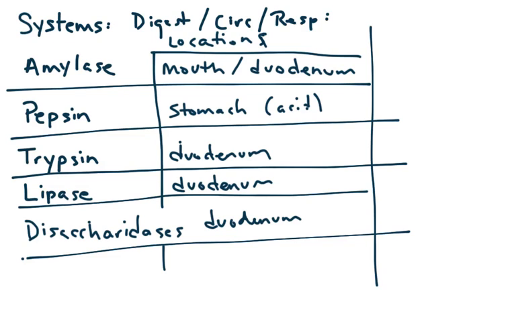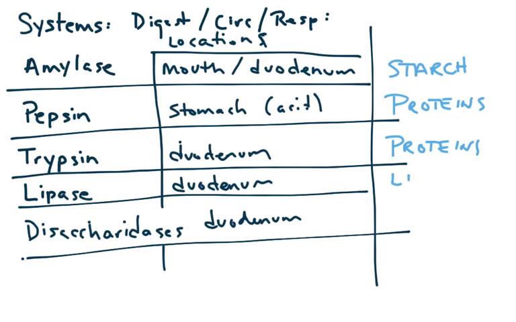And if you need to know, amylase breaks down starch, which is the polysaccharide. Pepsin breaks down proteins, which are your polypeptides. Trypsin also helps break down proteins. Lipase breaks down lipids and fats. And disaccharidases break down... if lipase breaks down lipids, then disaccharidases break down disaccharides. Okay, there we go.